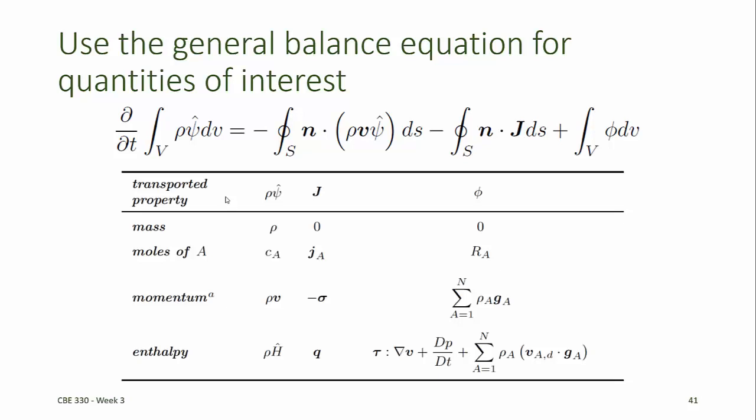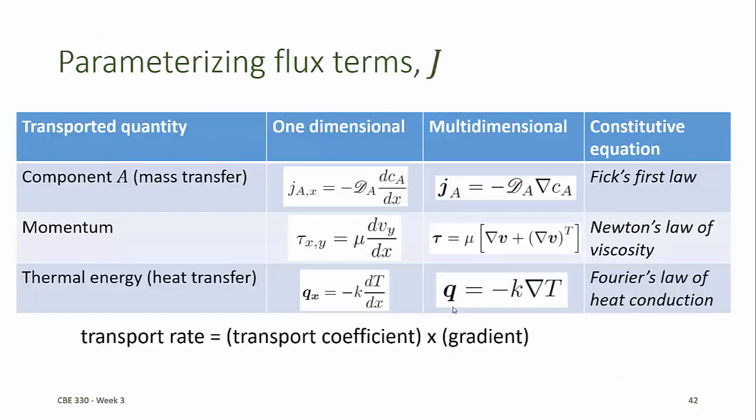The frequently used transport equations for mass, moles, momentum, and enthalpy have terms in them that can be parameterized by what we call rate equations. We'll begin by parameterizing the flux terms. The rate equations used to parameterize the flux terms are constitutive equations.